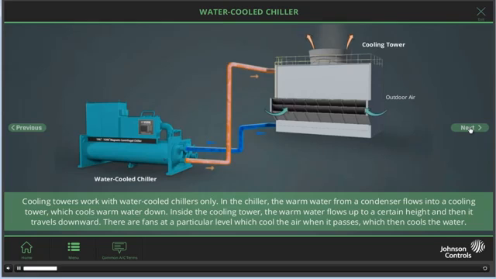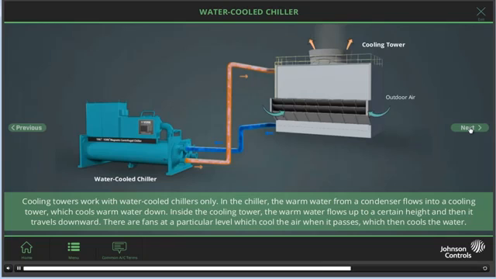Cooling towers work with water-cooled chillers only. In the chiller, the warm water from a condenser flows into a cooling tower, which cools warm water down. Inside the cooling tower, the warm water flows up to a certain height and then it travels downward. There are fans at a particular level which cool the air when it passes, which then cools the water.